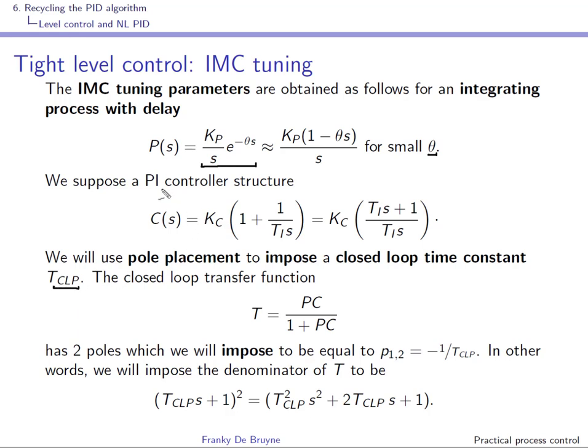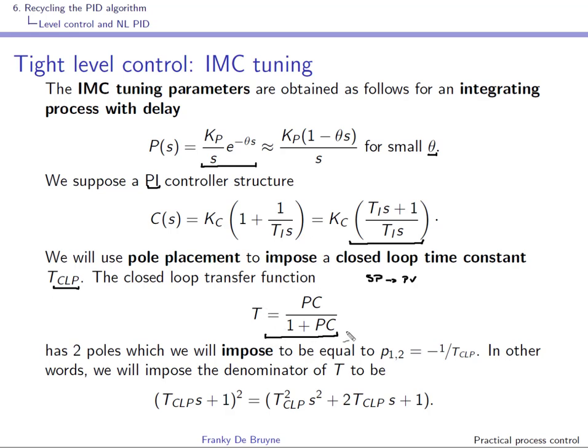And as I've said, we are going to use a PI controller. Here it is, right? And what we want to do is, well, impose this closed loop time constant. So what we'll have to do is look at the transfer function from set point to PV. This is a reminder that IMC tuning is made for set point tracking problems, and this closed loop transfer function is this one over here, right?